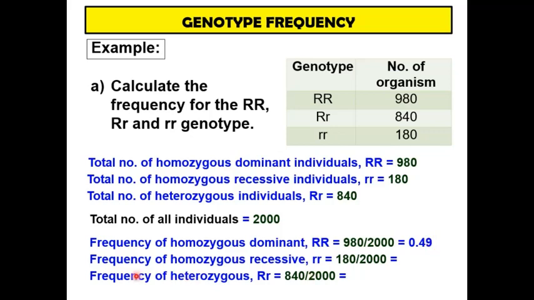So the answer is 0.49. And the frequency of homozygous recessive: the total number of homozygous recessive individuals over the total number of all individuals in the population, and the answer is 0.09. And last is heterozygous. The frequency of heterozygous is the total number of heterozygous individuals over the total number of all individuals in the population. So the answer is 0.42.